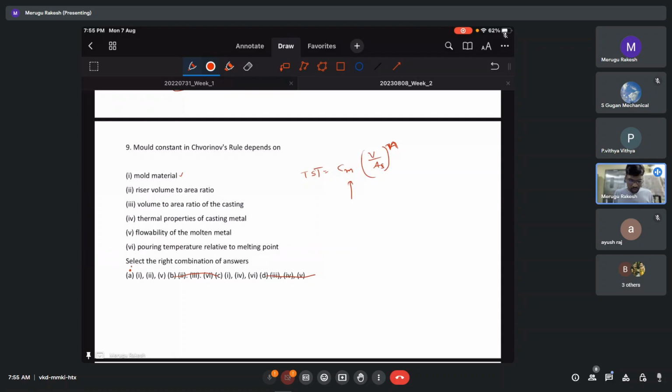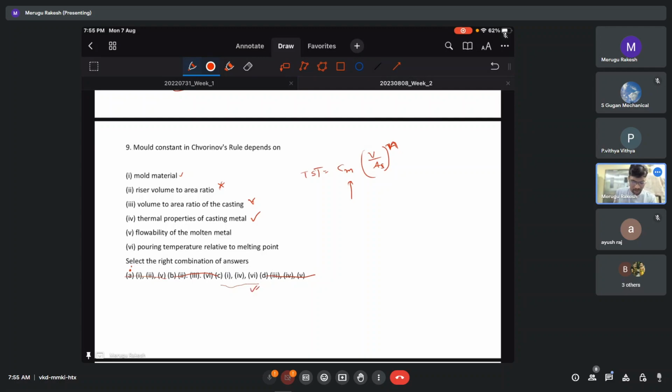Then volume to area ratio. No, right? It does not depend. Then we go next. Volume to area ratio of the casting. No, that is also false. Then we go to thermal properties of the casting metal. Yes, true. Thermal properties of the casting metal also it depends, if you remember. Right? Then the fourth one is correct. So you can directly remove option A. So we are left with option C. So that will be the correct option.